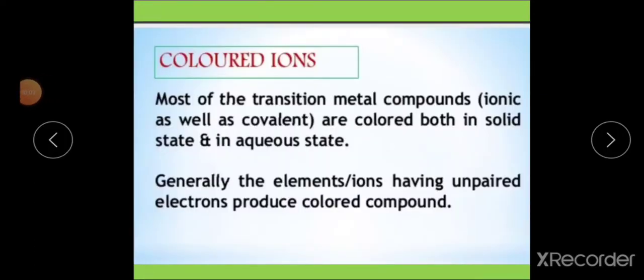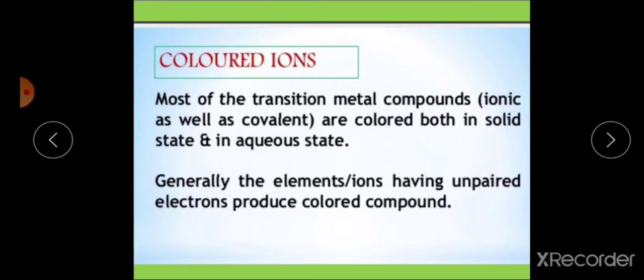Next to this is the color of transition metal ions and compounds. A substance appears colored if it absorbs a portion of visible light. The color depends upon the wavelength of absorption in the visible region of electromagnetic radiation. The ionic and covalent compounds formed by the transition elements are colored.